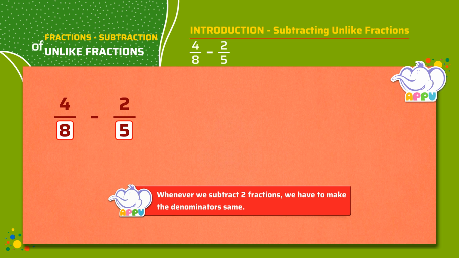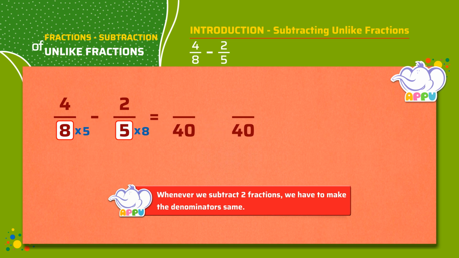We multiply the denominator of the first fraction with the denominator of the second fraction. That is 8 times 5. Next, we multiply the denominator of the second fraction with the denominator of the first fraction. That is 5 times 8.